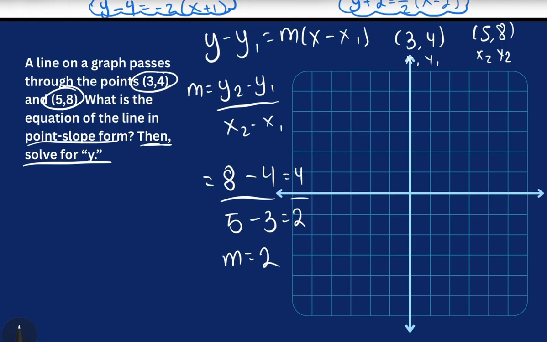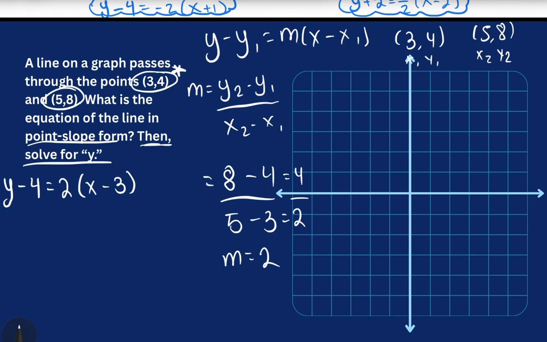And then I could pick any point, which I'm going to pick this one, 3, 4. So I'm going to do y minus 4 equals 2 parentheses x minus 3. And that's it. That's my point slope form. But now it's asking me something very interesting. It says then solve for y.